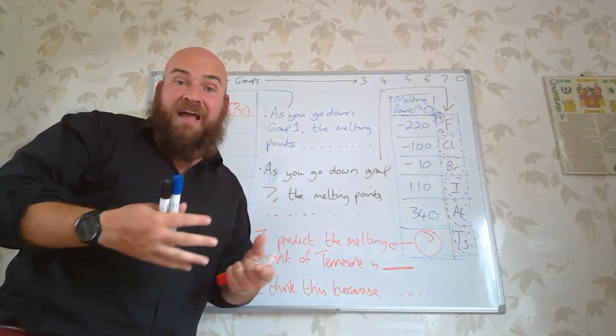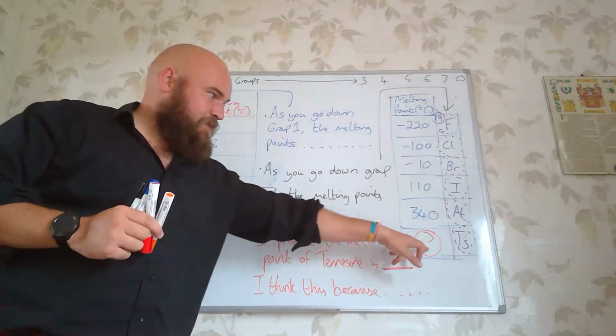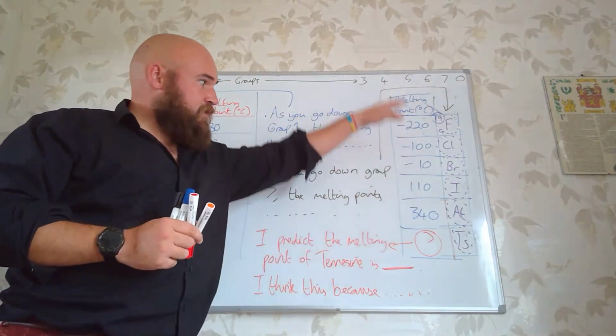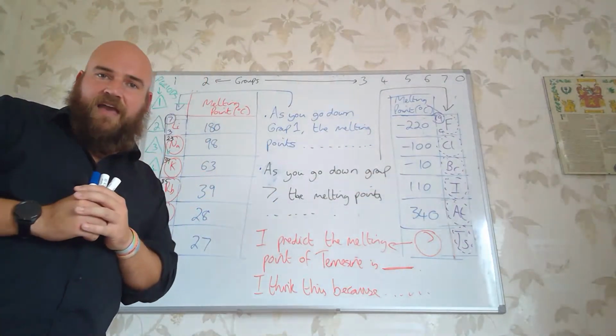So again, it's all about patterns. It's all about trends. What do you think the melting point of tennessine, which is this one, is? So look at the trend and come up with a number with a reason. Why do you think that?